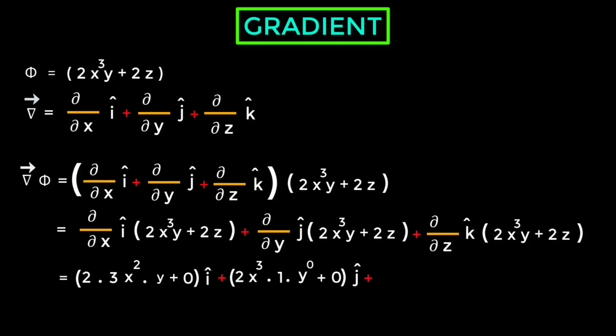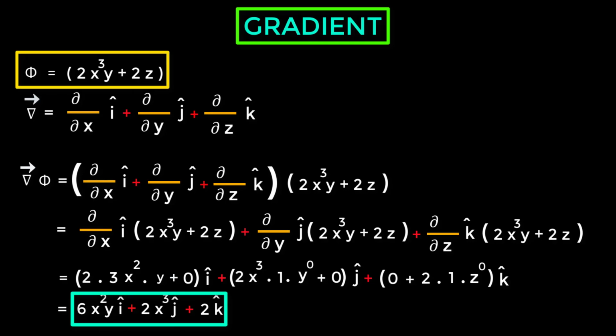So we will write here 0 plus, see, z is present here. So we will write 2 times 1 times z to the power 1 minus 1, that is 0, times k cap, equals 6x square y i cap plus 2x cube j cap. We know that something to the power 0 means 1. So we need not write 1 here. Plus we will write here only 2k cap for the same reason. This is the gradient of this scalar function.